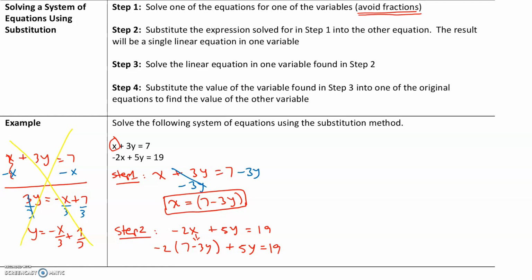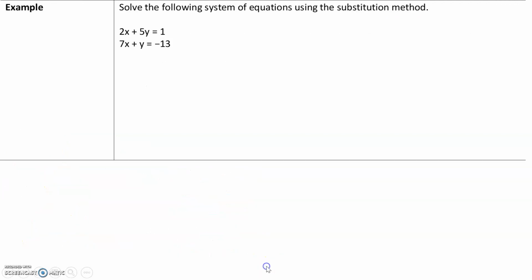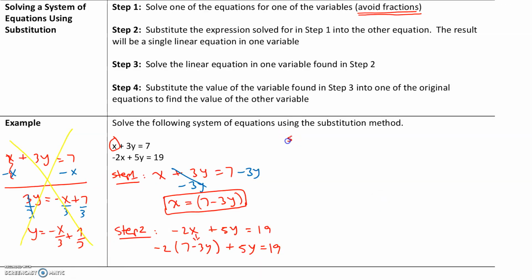Step 3, solve the equation found in step 2. So we have negative 2 times 7 minus 3y plus 5y equals 19. When we solve equations, our first step is to clear fractions, which we don't have. Second step is to distribute. So we distribute the negative 2: negative 2 times 7 is negative 14, and negative 2 times negative 3y is 6y, plus 5y equals 19.